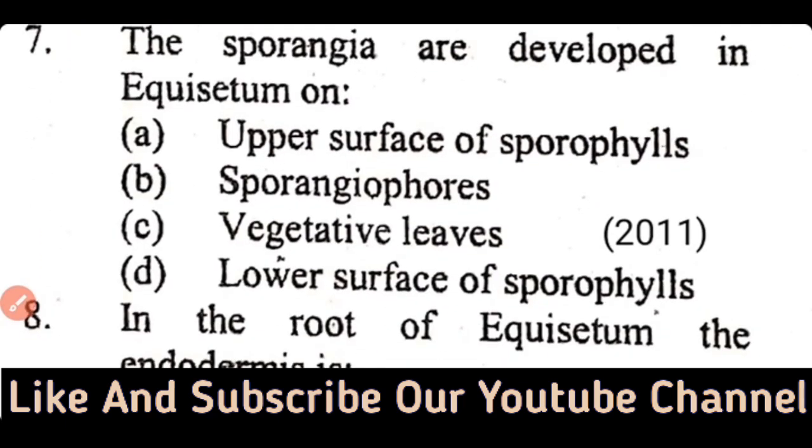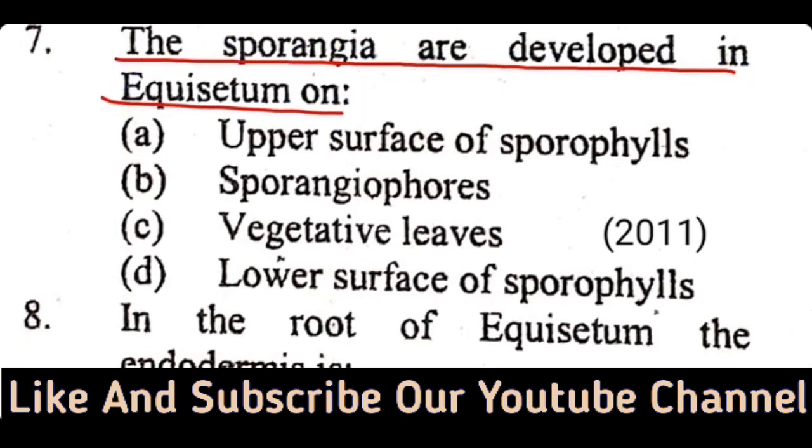Question number 7. The sporangia are developed in Equisetum on upper surface of sporophyll, on sporangiophores, on vegetative leaves, on the lower surface of sporophyll. So correct answer is option B. The sporangia are developed on the sporangiophore in Equisetum.